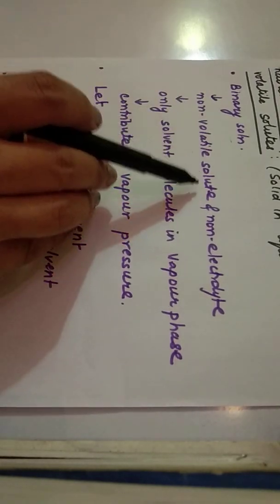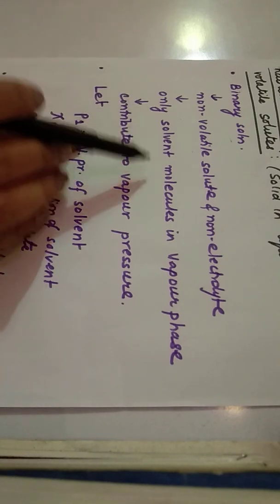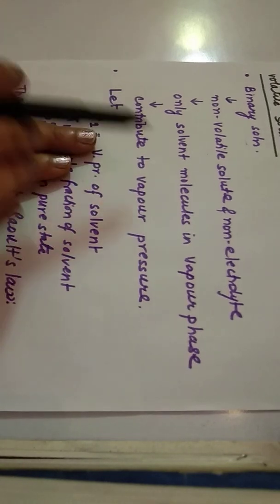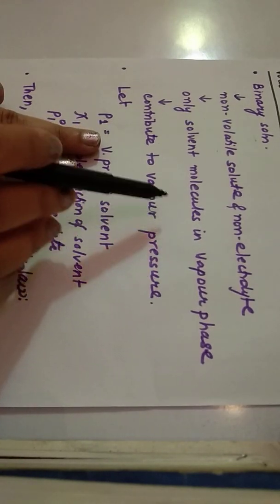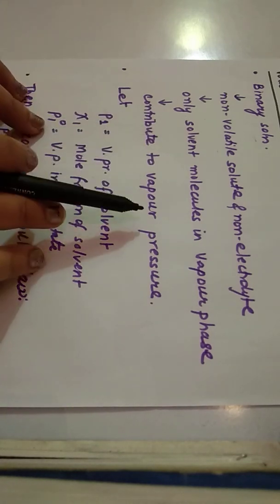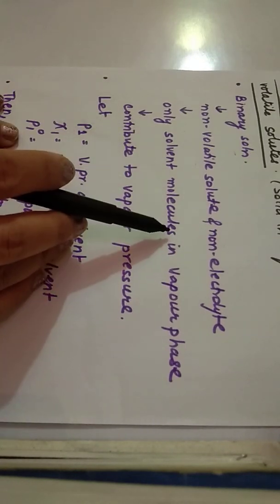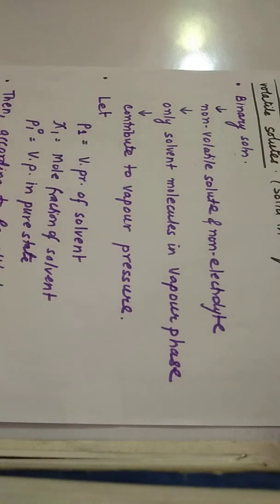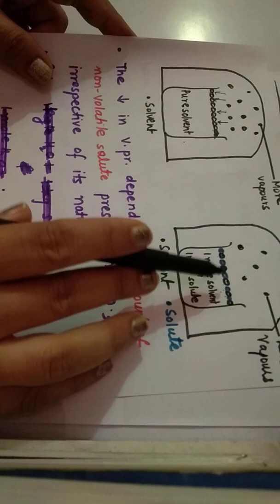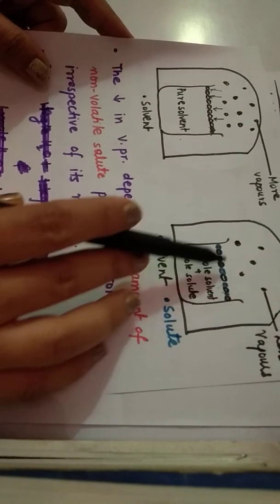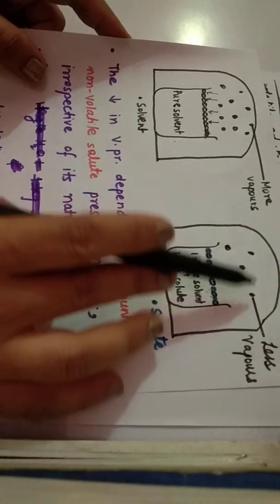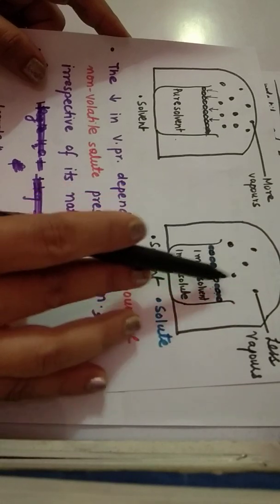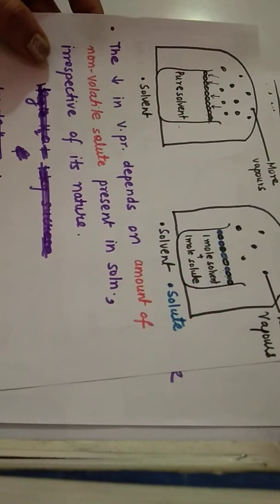Here if you add a non-volatile solute to the solvent molecules, then it is the solvent molecules only which will be present in the vapor phase, and it will be the solvent molecules only which will contribute to the vapor pressure. Just now I explained you. Non-volatile solute and solvent molecule. It is only the solvent molecules which form vapors and contribute towards the vapor pressure, and not the non-volatile solute.